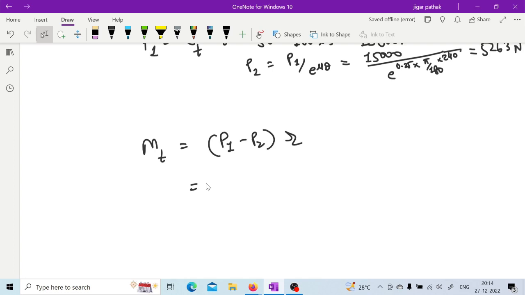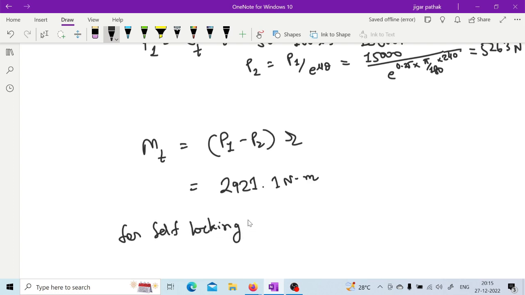So can anyone tell me quickly? 29,21,100 Newton meter almost. Now finally, the self-locking condition, whether the brake is self-locking or not. We need to calculate a by b and e raised to mu theta. So for self-locking, a by b must be less than or equal to e raised to mu theta. So calculate both, what is a by b and what is e raised to mu theta.